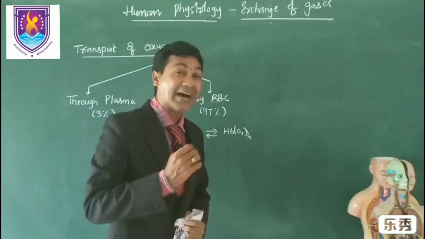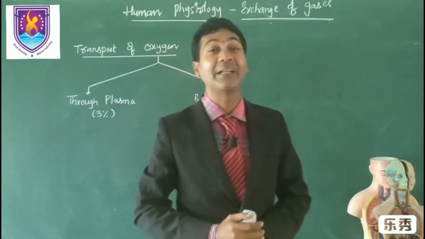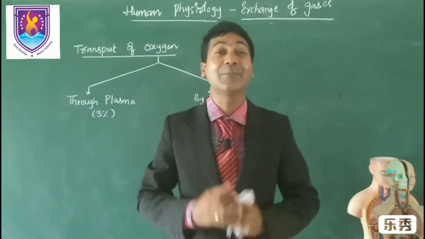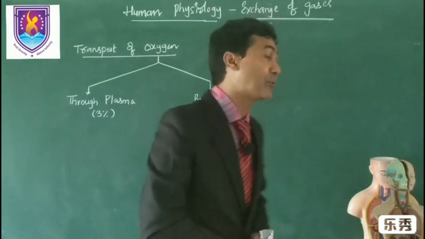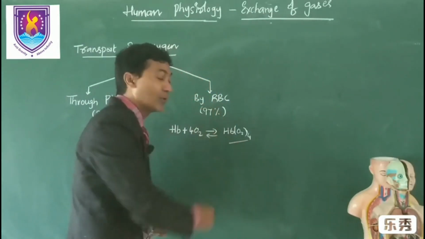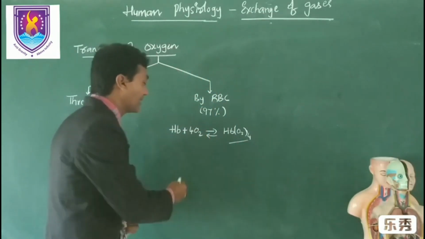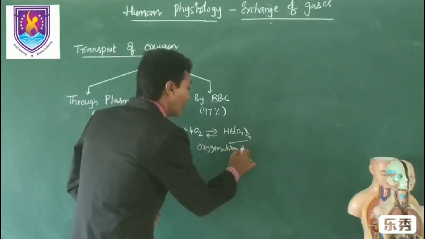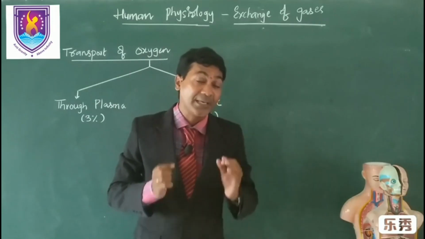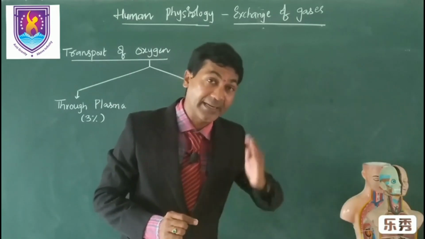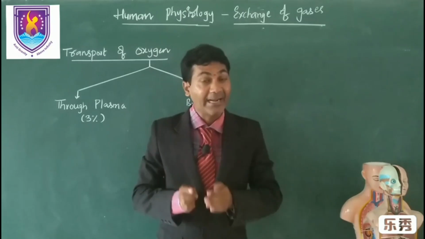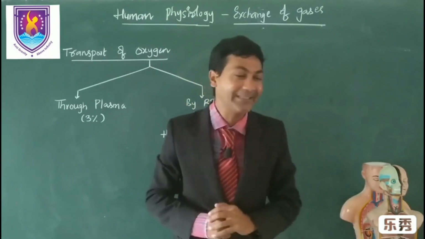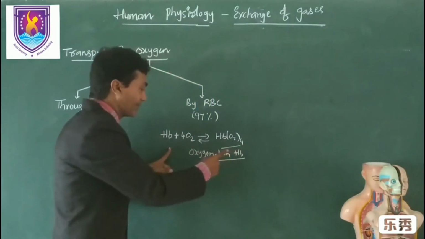My dear students, RBC has a respiratory pigment, a protein called hemoglobin. Each hemoglobin can bind with 4 oxygen molecules to form oxyhemoglobin. This process is known as oxygenation of hemoglobin. My dear students, hemoglobin binds with oxygen at alveolar level and dissociates with oxygen at a tissue level. Now the interesting thing is, it is a reversible process.